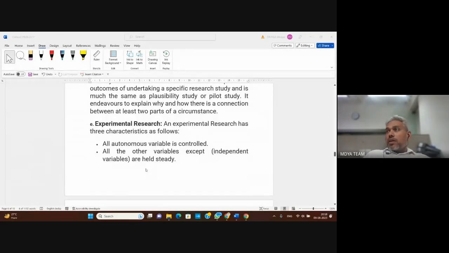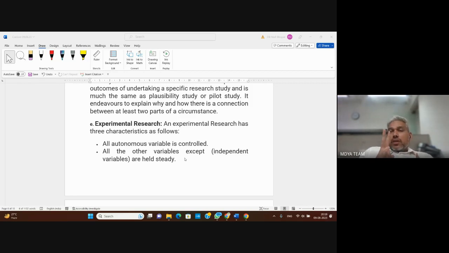See, experimental research basically has three characteristics. First, the independent variable is controlled, and all the other variables. As I have already said, there are two variables: one is the independent variable and another is the dependent variable. In all experimental research, these are the two terms which are very important.